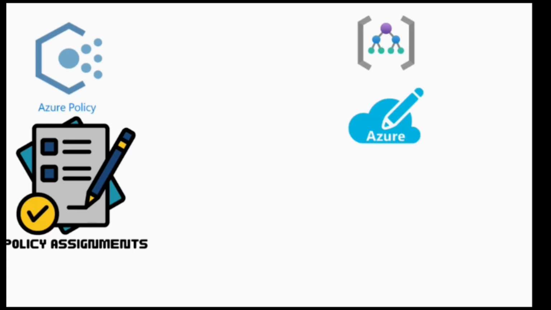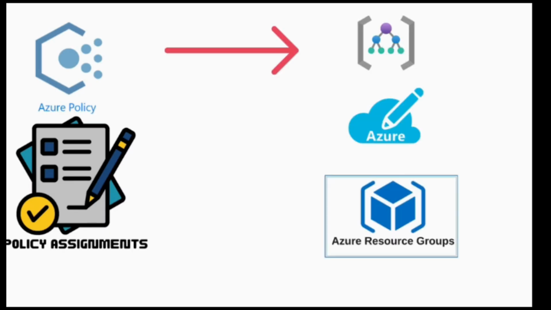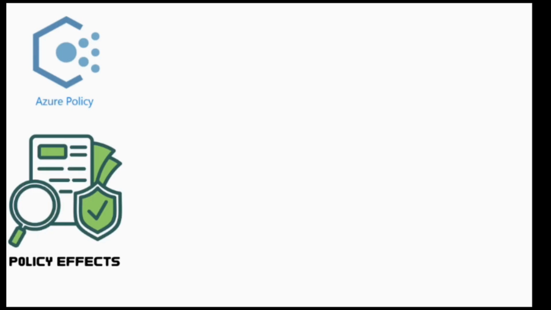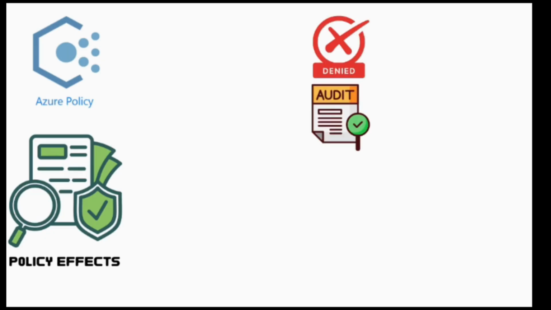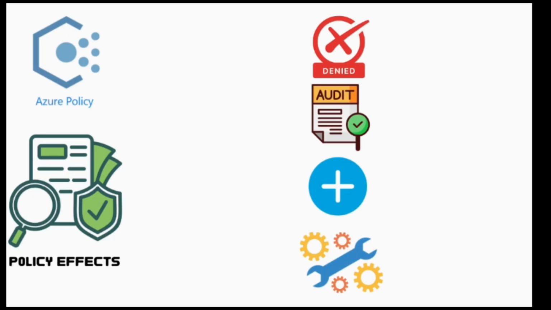Policy assignment. This is where you tell Azure which resources or group of resources the rules should apply to, namely a management group, a subscription, or Azure resource groups. Policy effect. This is what is called consequence. When a rule is broken, Azure Policy can perform following actions. It can deny, block the action altogether, audit, let the action happen but log that it broke the rule, append, add missing information, example, a required tag, remediate, automatically fix issues such as adding a missing tag to an existing resource.